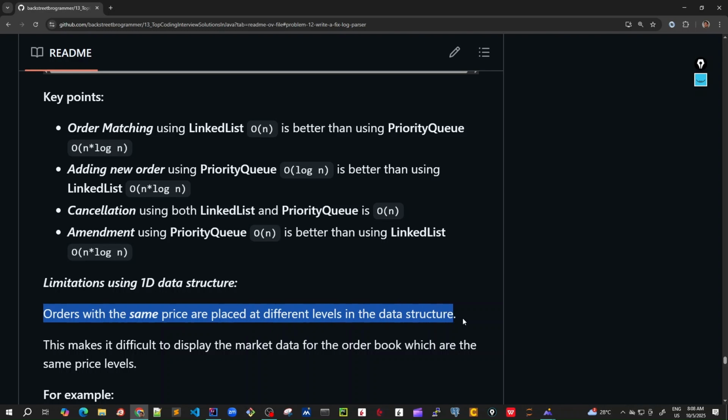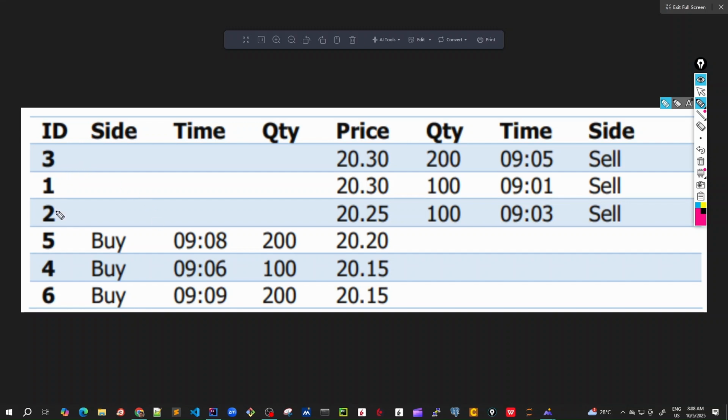So what it means is we see that the top three orders here, these are all sell orders. And we see that there are two prices like 20.2, 20.30. These are the same price, but because we are using a one-dimensional data structure, we have placed them at different levels. So this order, order ID 1, arrived earlier. That's why it has higher priority than the one which is order ID 3 at the top of it, which arrived at 905. That's why it is placed nearer to the best, below it.